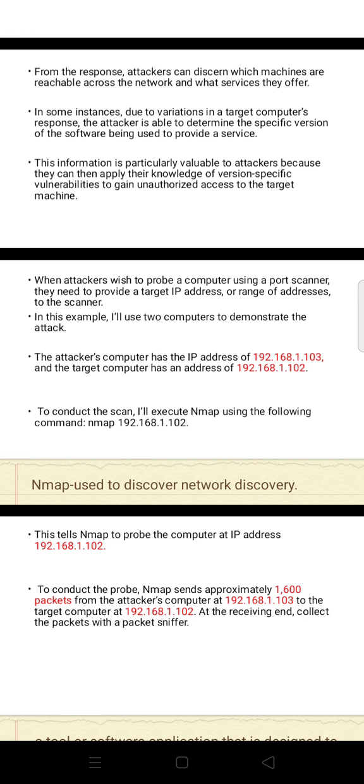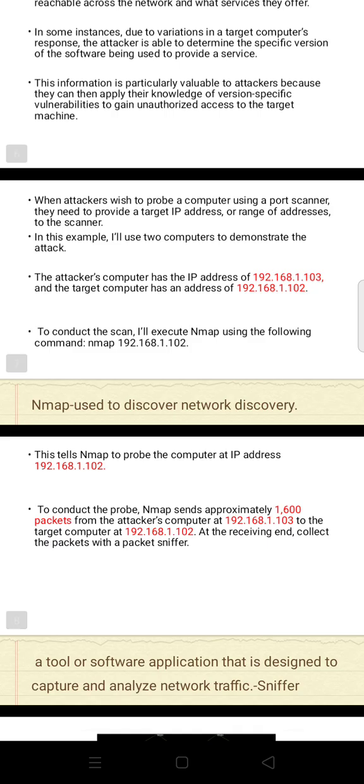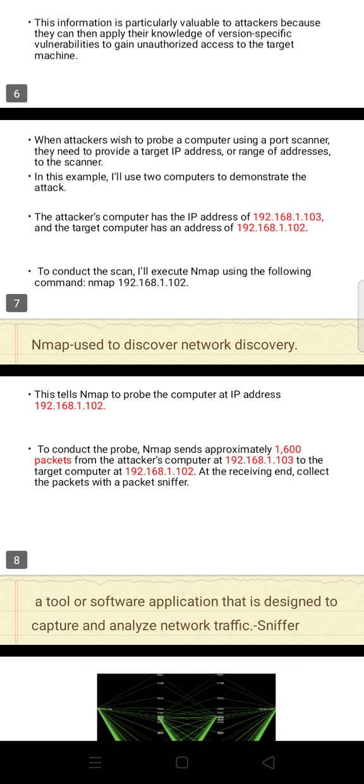When an attacker wants to probe a computer using a port scanner, first they have to provide a target IP address or range of addresses to the scanner. We will discuss it with an example. We will have two computers to demonstrate this attack. The attacker's computer has the IP address 192.168.1.103 and the target computer has an address of 192.168.1.102, and in order to conduct the scan, first we have to execute nmap using the following command.